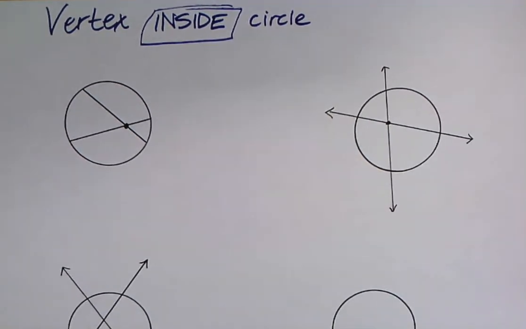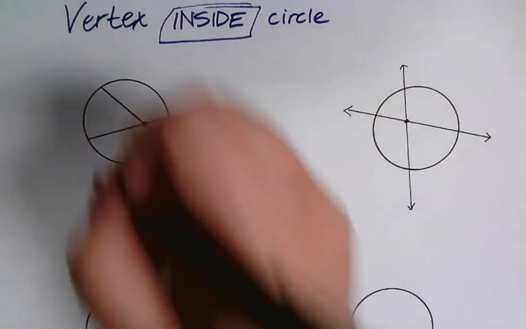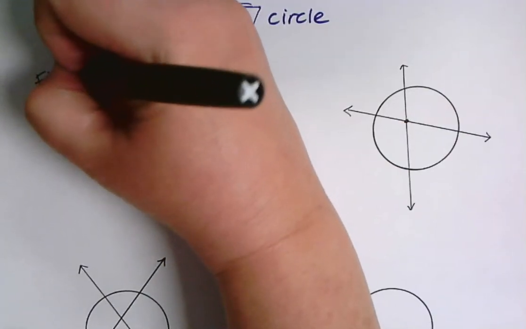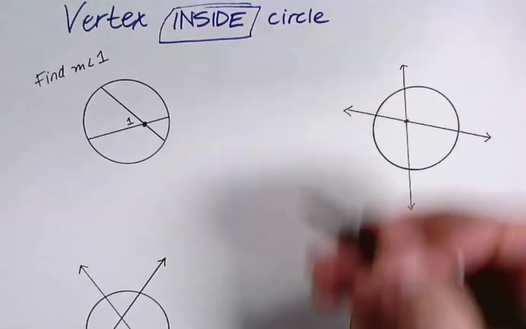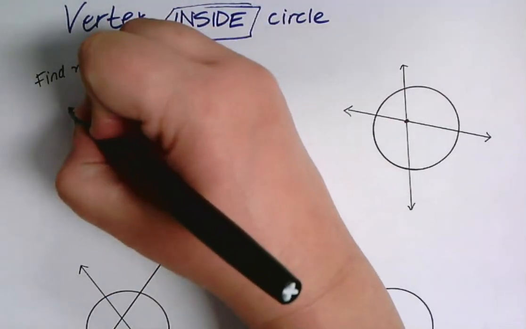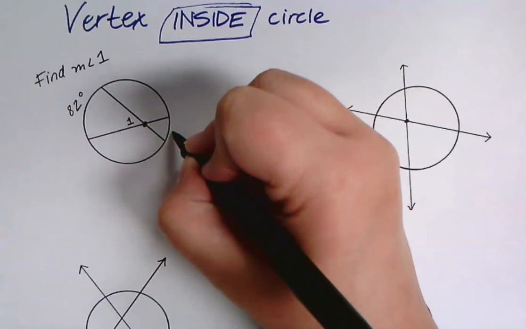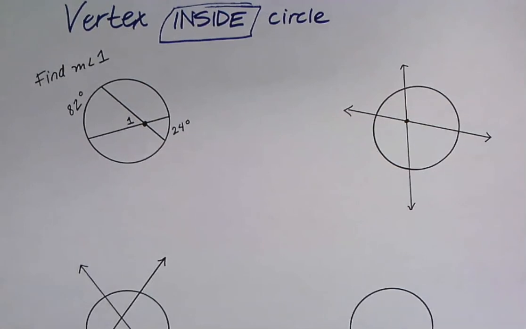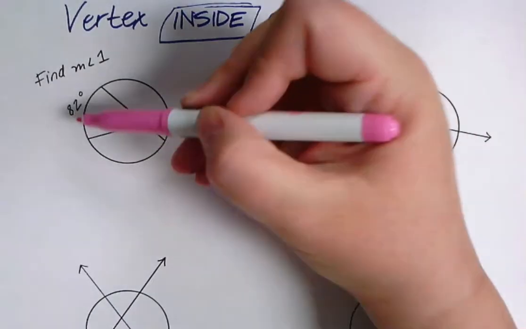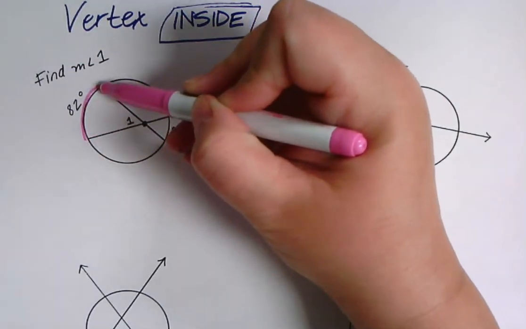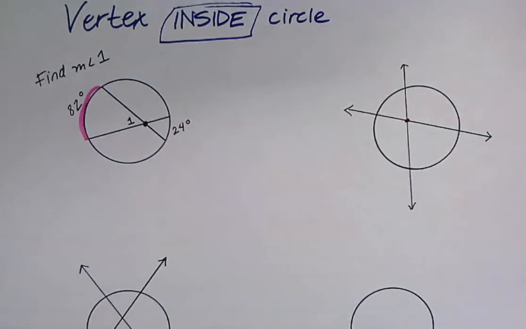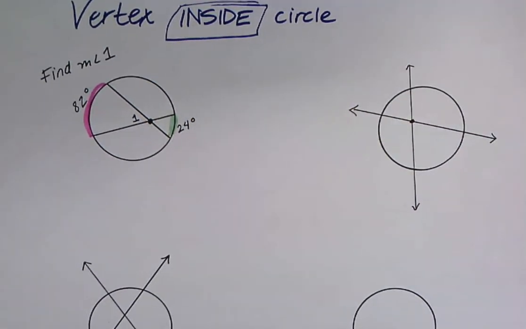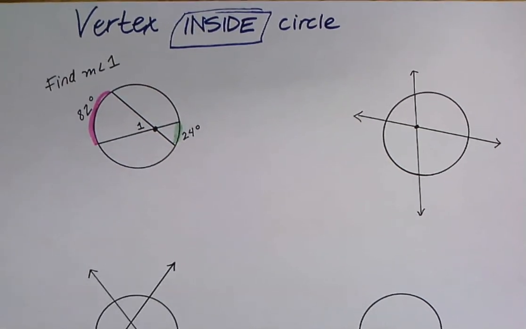All right, so the first one I want to look at is maybe the most straightforward. Let's say this is angle 1, and I want to find the measure of angle 1. And what I'm given is this is 82 degrees, and this is 24 degrees. Now, what I'm talking about here is the 82 is this part right here, and the 24 is this part right here. Those are going to be my two intercepted arcs for the angle that is labeled angle 1.